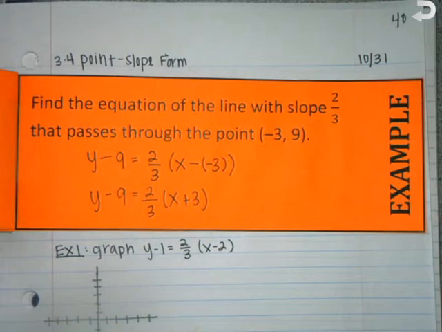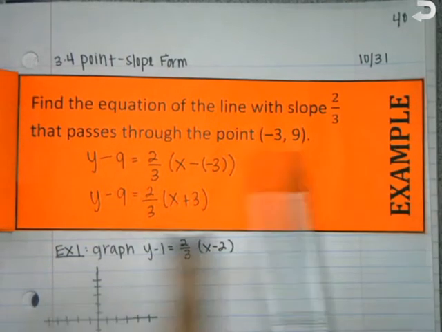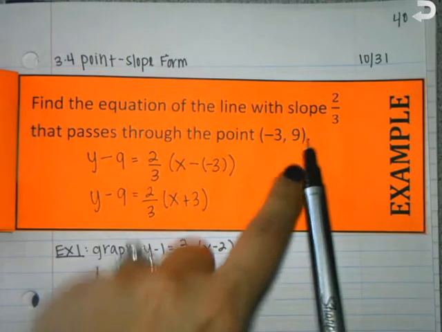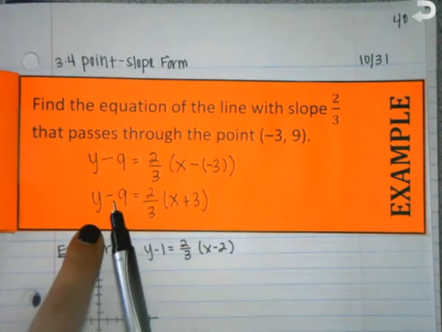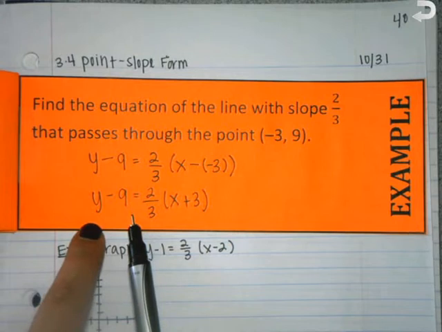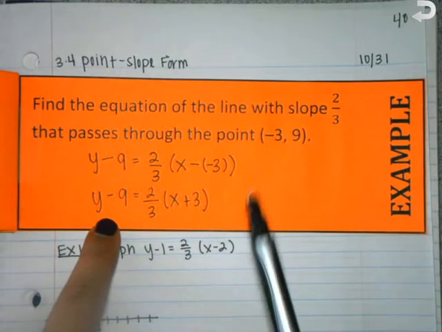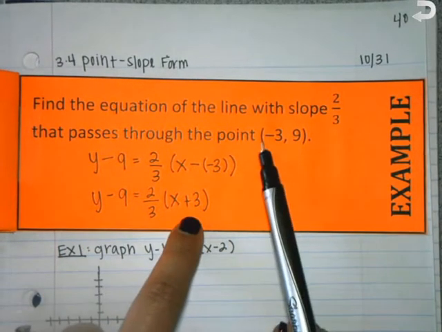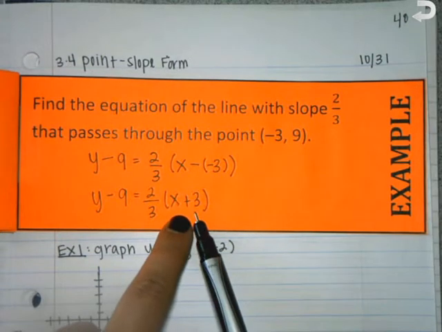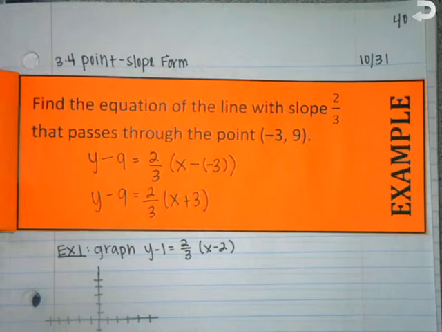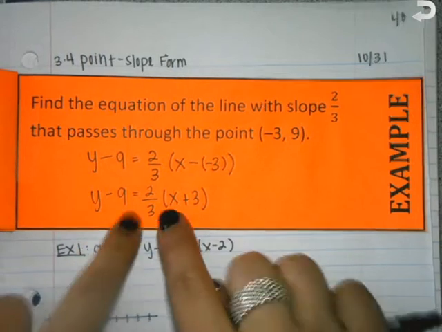What I want to point out, look at our equation. The y-coordinate was +9, but when we plugged it in, it says negative 9. So we'll have to take the opposite. And then when I plugged in -3 for the x-coordinate, it made it positive. So when we pull out the point from point-slope form, we'll have to take the opposite, right?